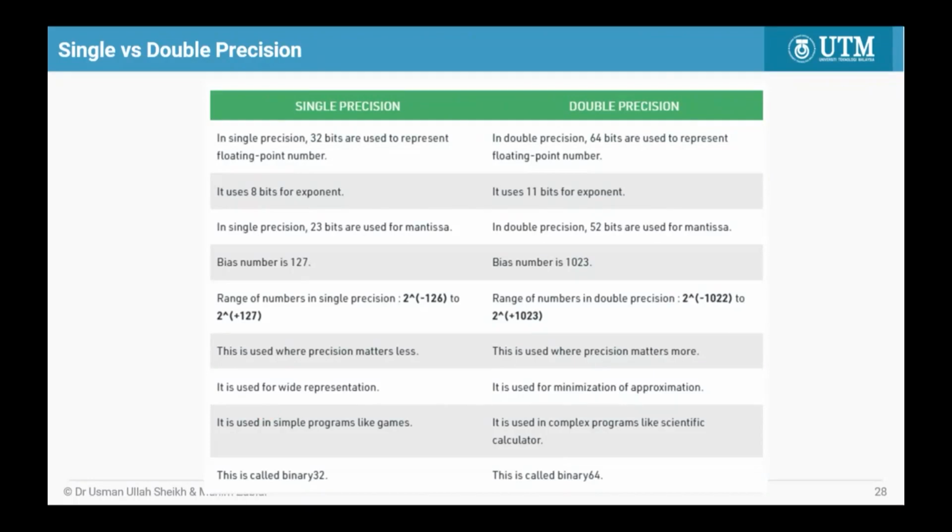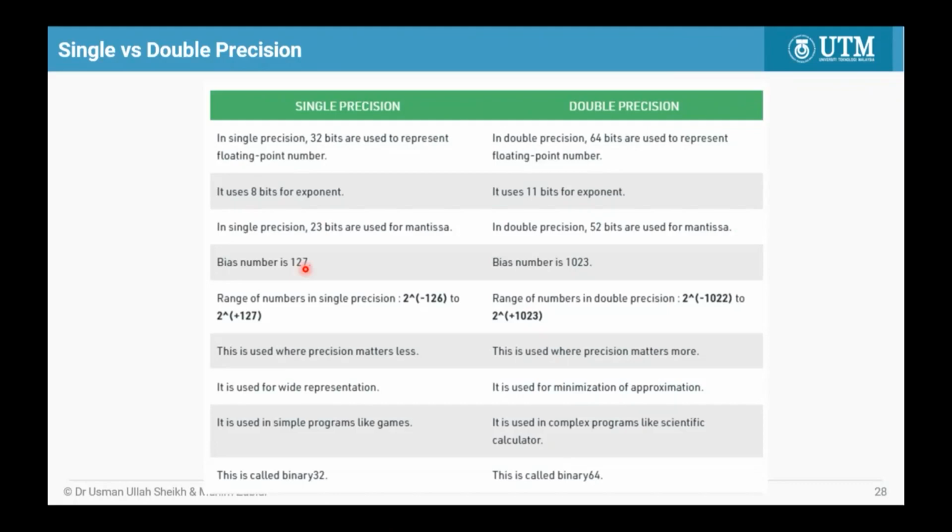And this is the bias that I mentioned earlier. So this is the 127 bias. Why 127? Because it is an 8-bit exponent, so the bias is 127, the maximum. For this one here, the bias is 1023, because it is 11 bits. And this is the range of numbers for single precision, and this is the range for double precision.